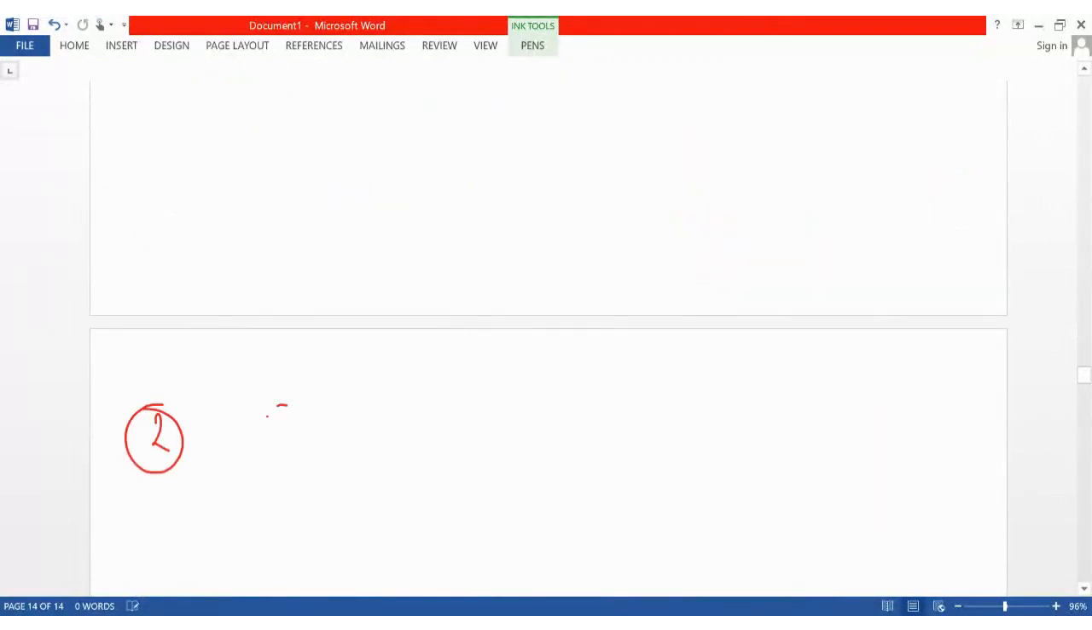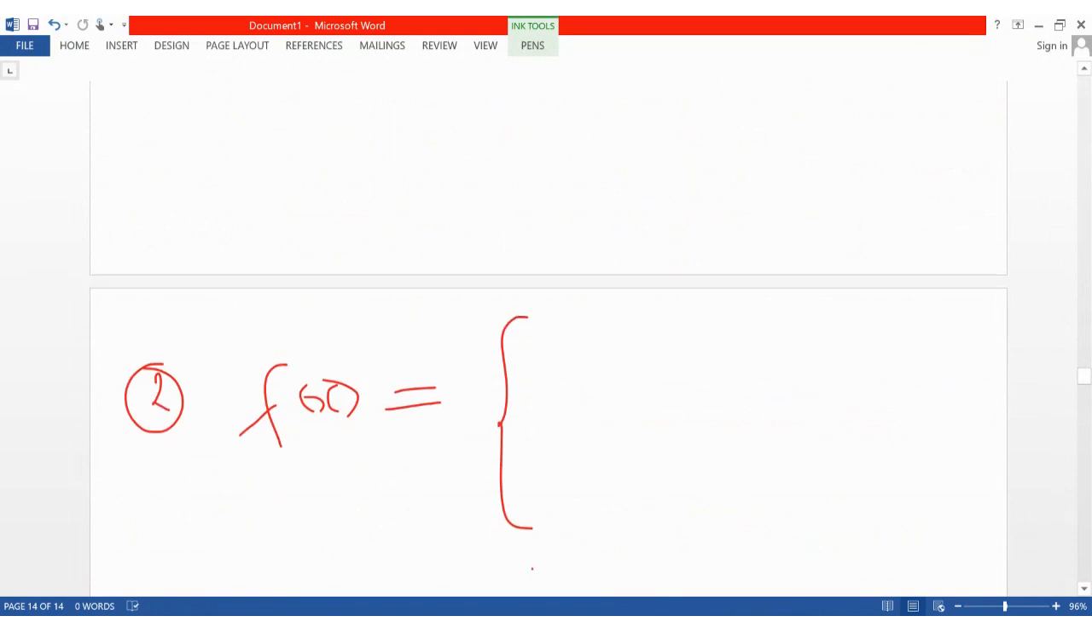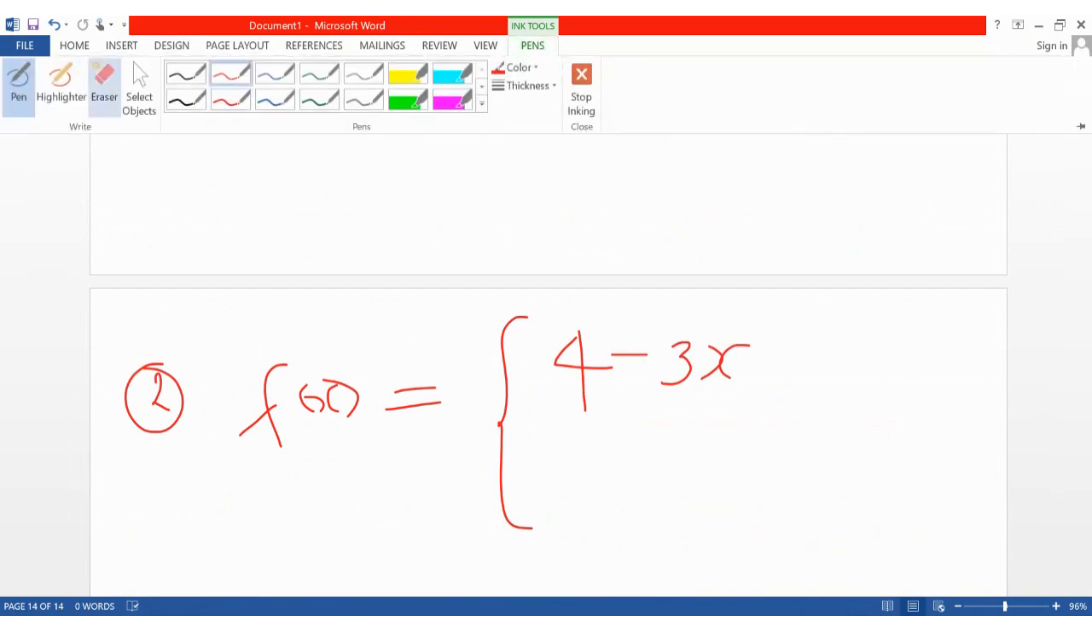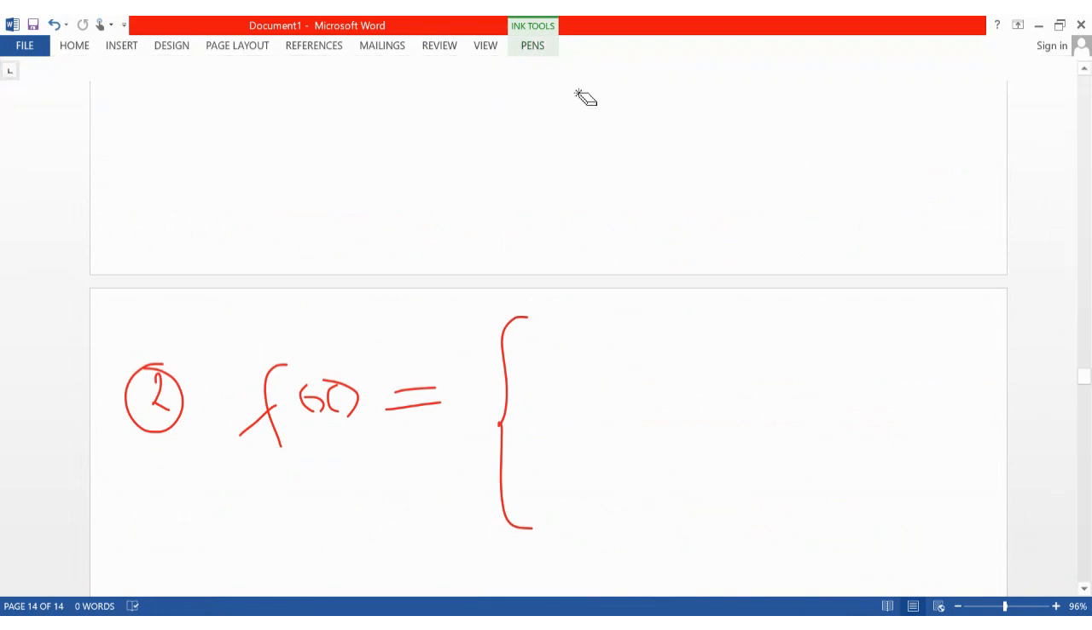Number 2. We have a piece. This one is called a piecewise function because it is giving two different values. I can even have three different values, but I'm just giving you a simple one. I wanted to nullify something. Let me use another one. We can have 4 minus 5x, x is greater than negative 2, and another piece when x is less than negative 2.